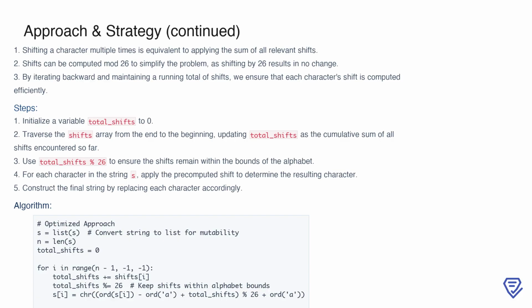To implement this, we initialize a variable total_shifts to 0, traverse the shifts array from end to beginning, and maintain a running total of shifts. For each character, we apply the pre-computed shifts modulo 26 and construct the final string efficiently. This way, we ensure that the solution is both faster and more scalable.